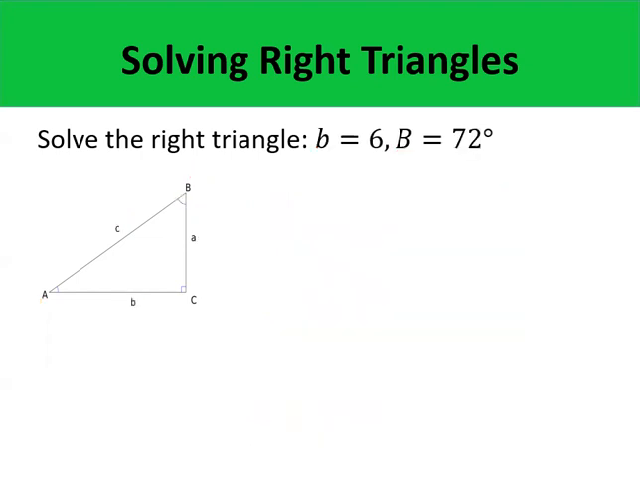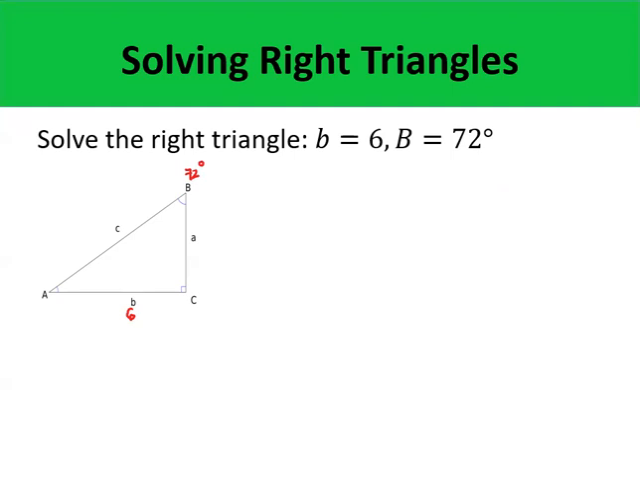Okay, now let's have another problem. Again, we're given a right triangle ABC with angle C as the right angle. But in this case, we're given the measurement of angle B, which is 72 degrees, and the value of small b, which is 6. So what we have here is a triangle wherein the length of the side opposite to 72 degrees is 6.